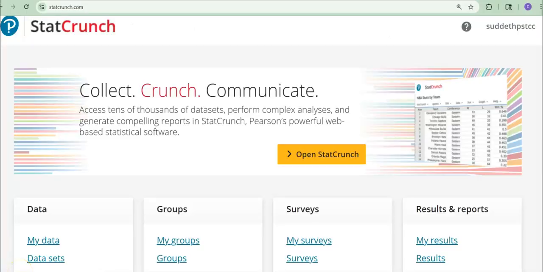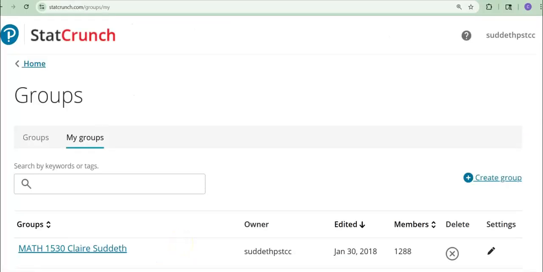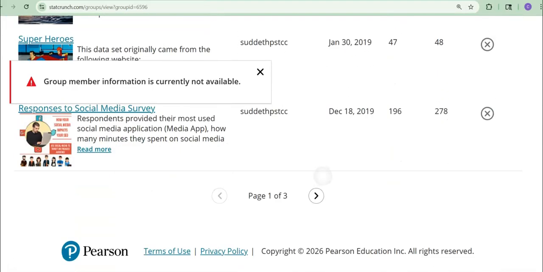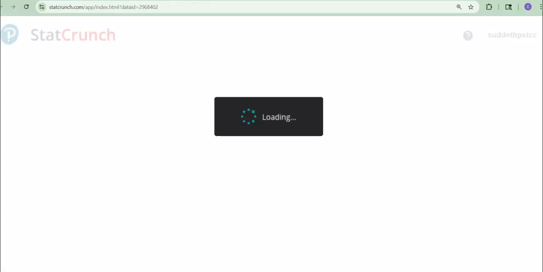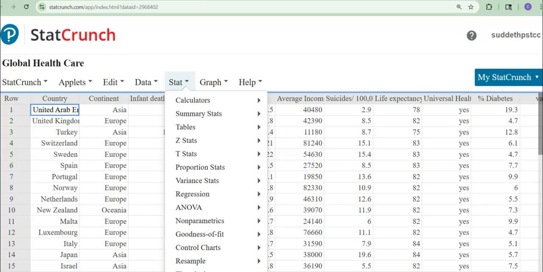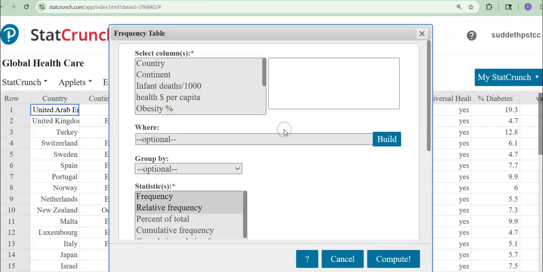In StatCrunch, we're going to have to go to My Groups, Clara Setteth, and then choose the Global Healthcare Data Set. Now we're in the data set, let's find the frequency table. In order to get to frequency tables, we're going to go to Stat, then Tables, Frequency Tables. So Stat, Tables, Frequency Tables.